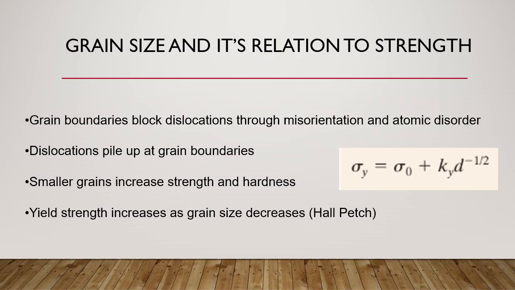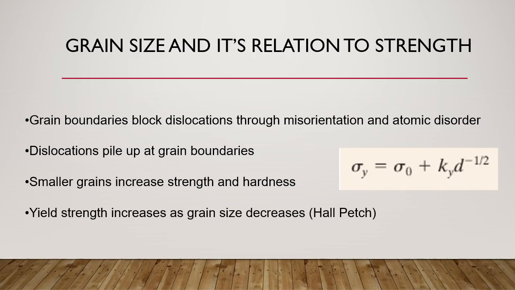Grain boundaries block dislocations for two main reasons. First, when a dislocation tries to move from one grain to another, it has to change directions because of its neighboring crystal having slightly different orientation. Second, grain boundaries contain atomic disorders, so a slip plane does not line up smoothly. Because of this, dislocations often pile up at grain boundaries, creating local stress concentrations.